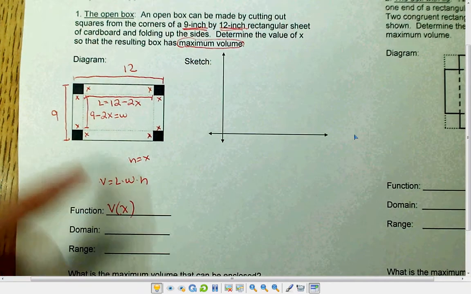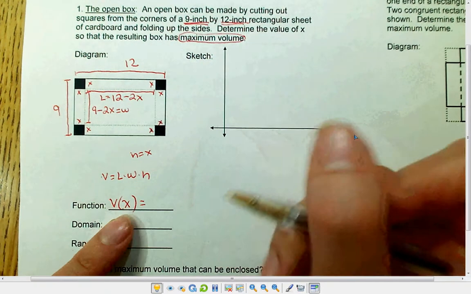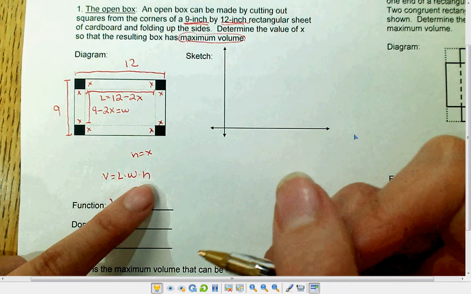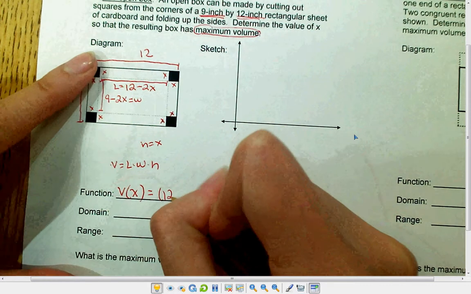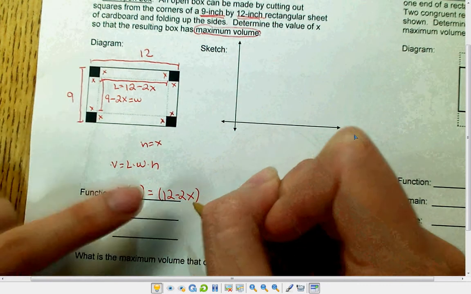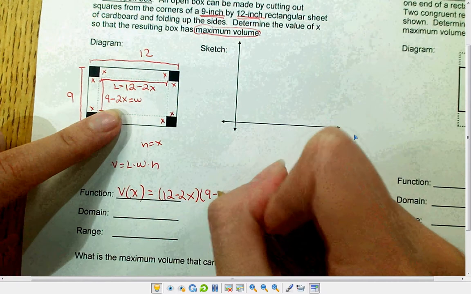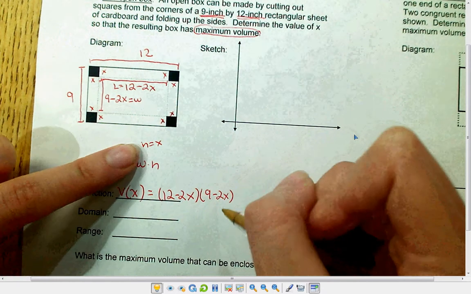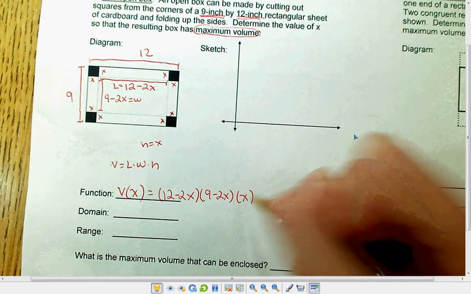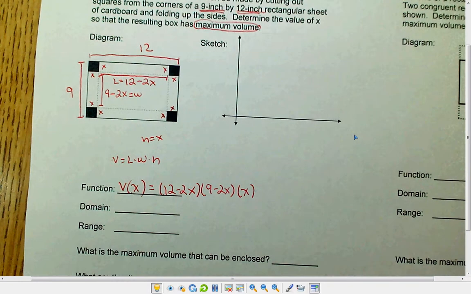So to write my function now, my volume is just length times width times x. So length is 12 minus 2x. Width is 9 minus 2x. And my height is just x. So this is the equation that I'm going to use.